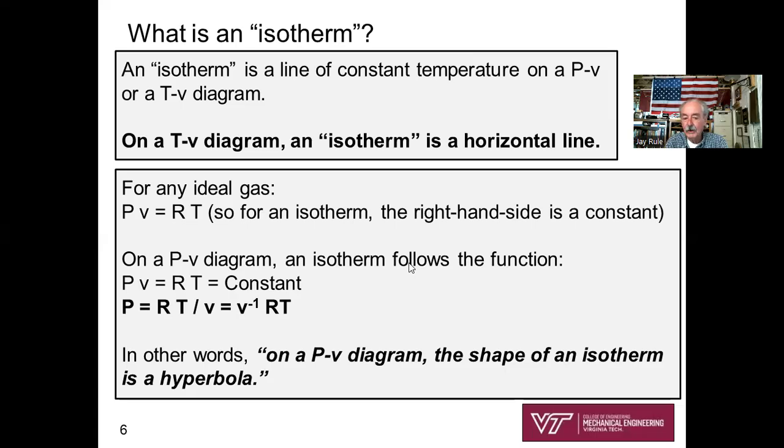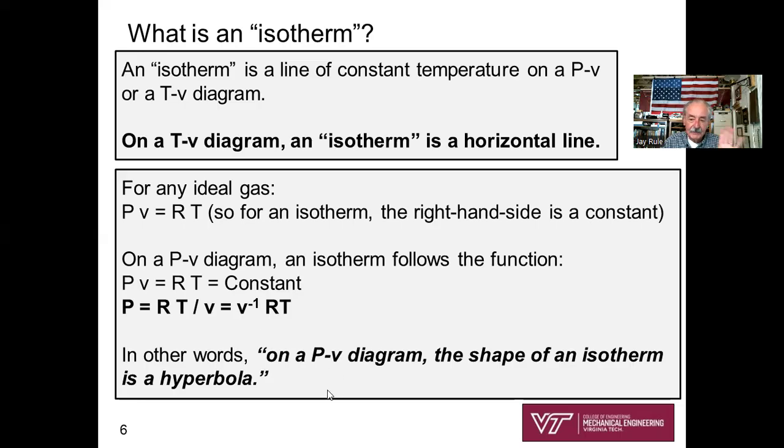Okay. So on a PV diagram, where P is on the Y and V is on the X, an isotherm follows the function PV equals RT equals constant. Okay. Solve for P, the y-axis. P is RT divided by V, or in other words, P is V to the -1 times a constant, RT.